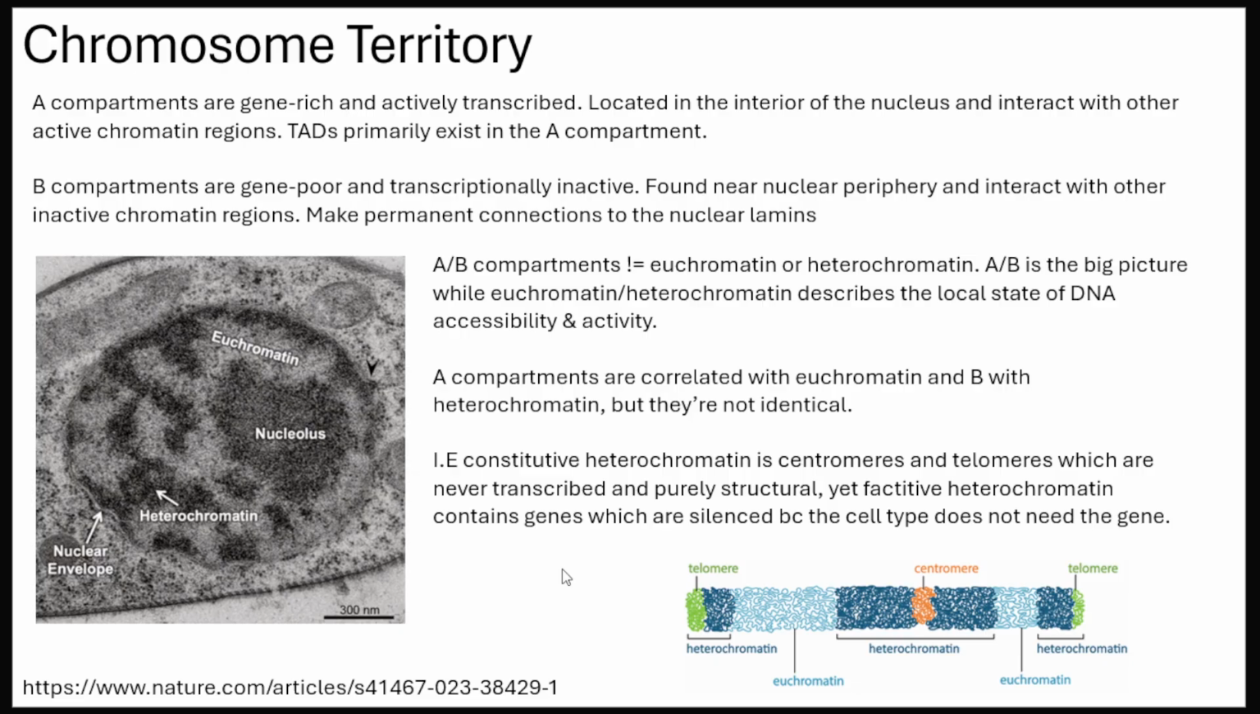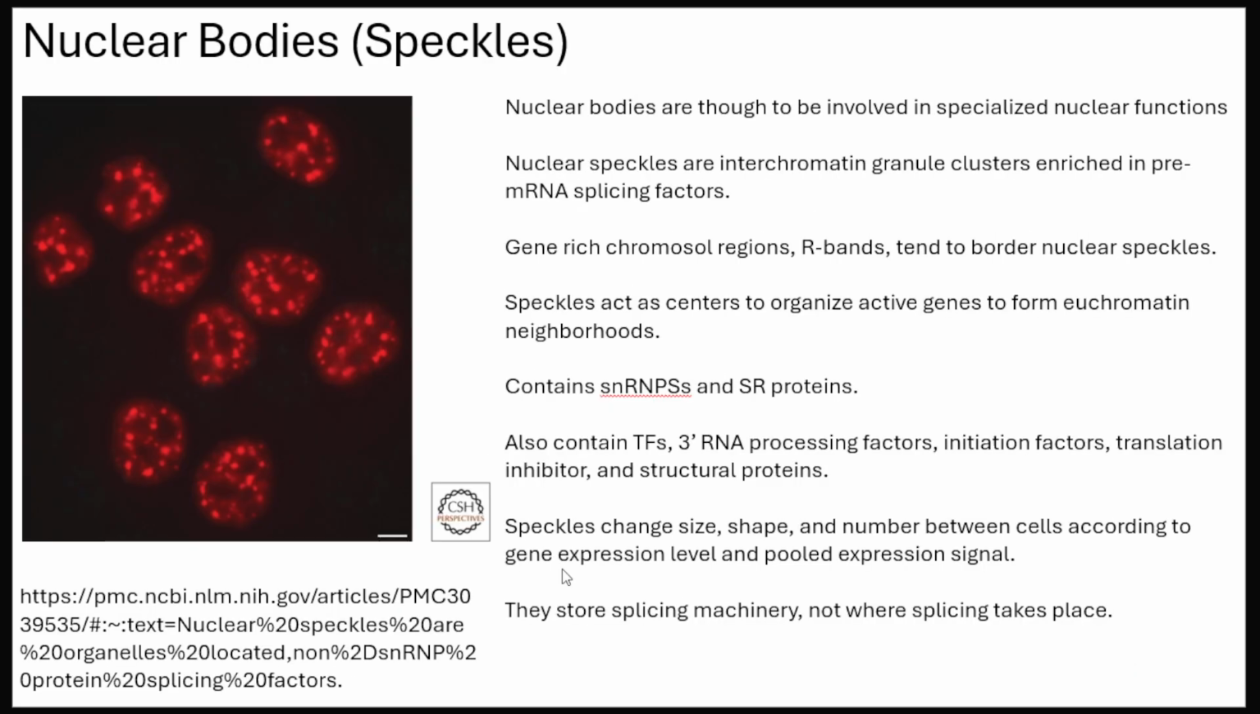In heterochromatin, there are constitutive parts such as centromeres and telomeres, which are never transcribed and are purely structural. However, there's also facultative heterochromatin, which are genes that are silent because in developmental biology they all start from the same cell type called a stem cell and then differentiate, and some cells don't need certain genes. You don't want your eye cell doing things that your liver cell does and vice versa, so they specialize through epigenetic silencing.